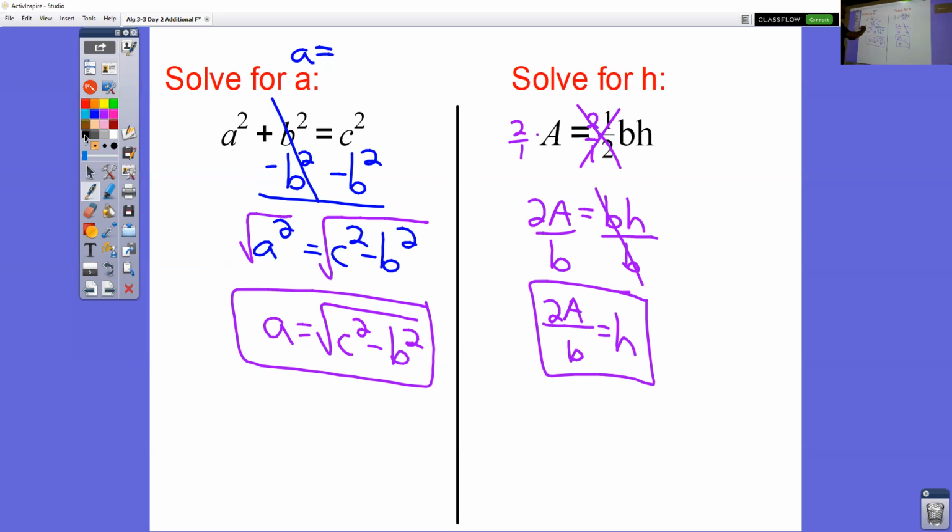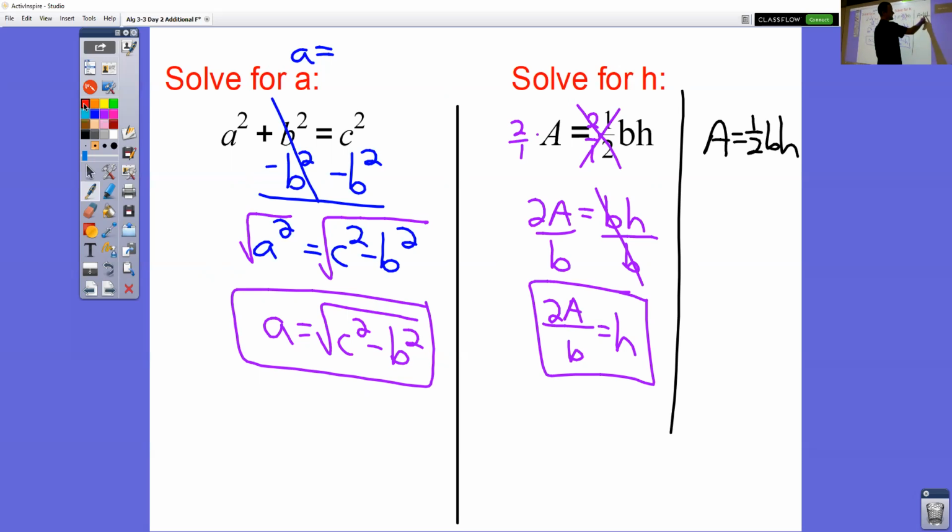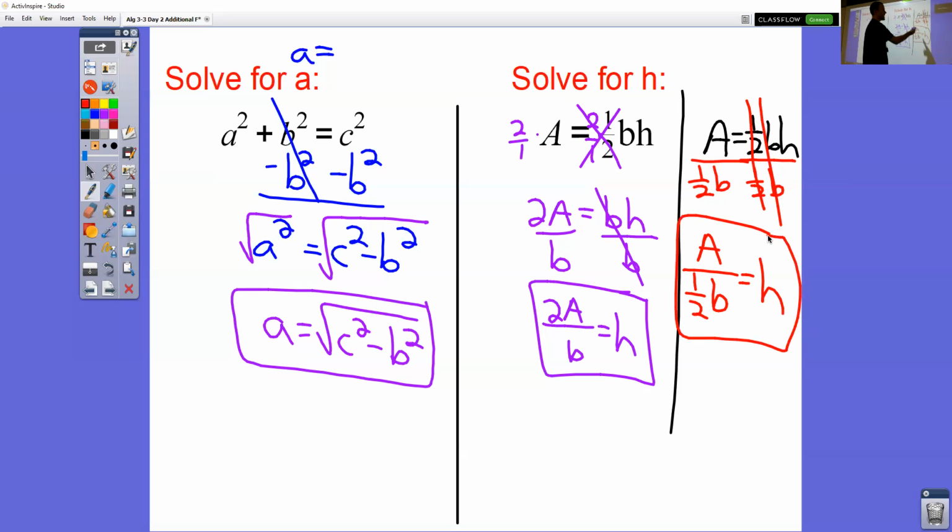Let me do it that other way. This would be a fine way to do it as well. I'm just rewriting the question here. Another way to do this same problem, you're multiplying these three things together. So you could divide by 1/2 b and divide by 1/2 b so that those cancel out. So you have A divided by 1/2 b equals h. This would be a fine answer as well. There's multiple different ways to do this. We could also use a 0.5 instead of the 1/2.